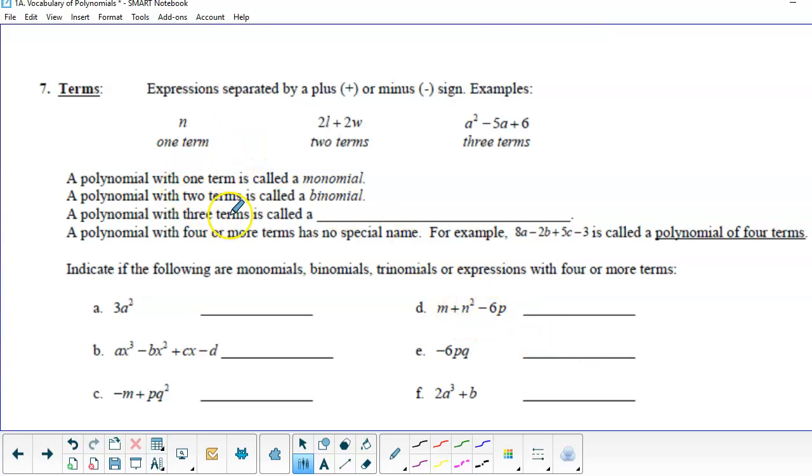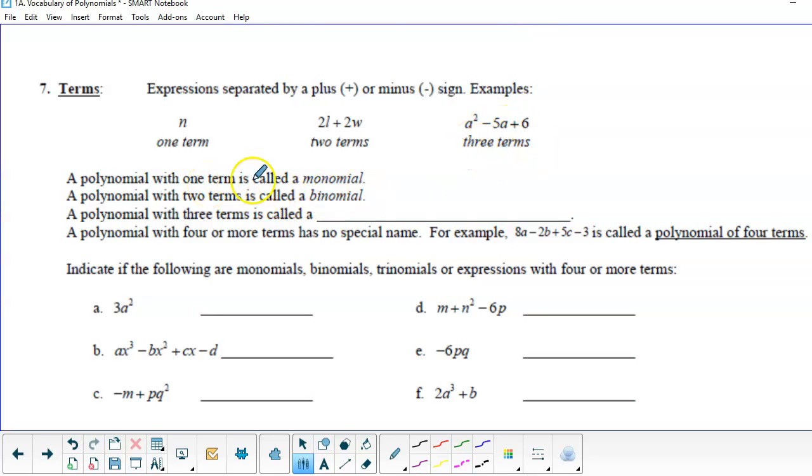So we have special names that can be used for polynomials. Terms, remember, are separated by adding and subtracting signs. So they're basically monomials within a polynomial. Expressions separated by a plus or minus sign. So examples are here: n. That's just one term because there is no plus or minus. Here this is 1 plus, so it's 2 terms. Here there's a minus and then a plus, so it's 3 terms.